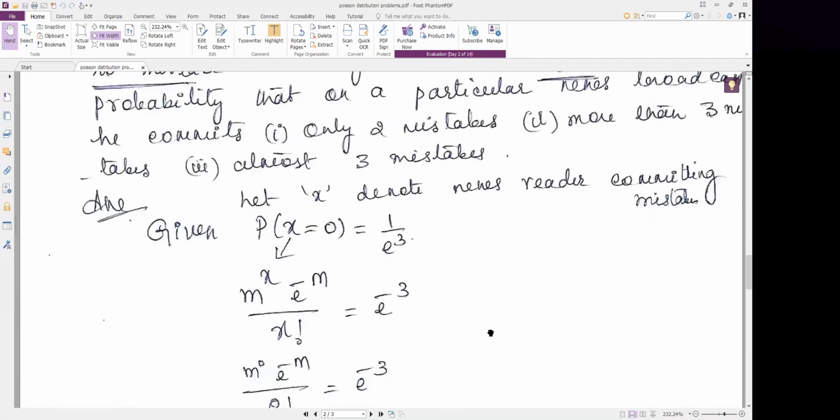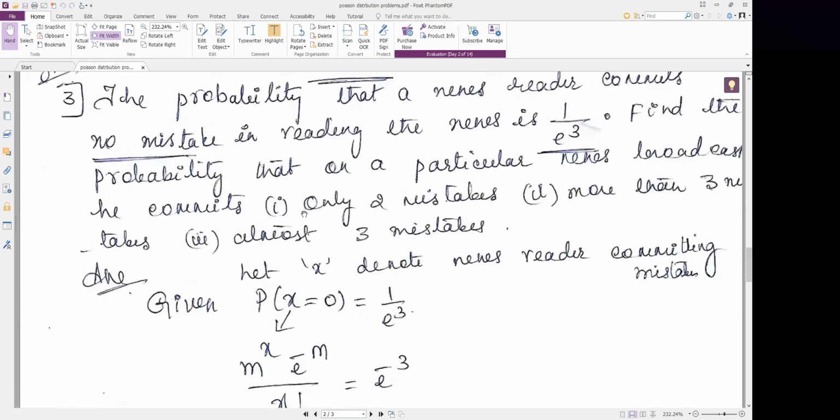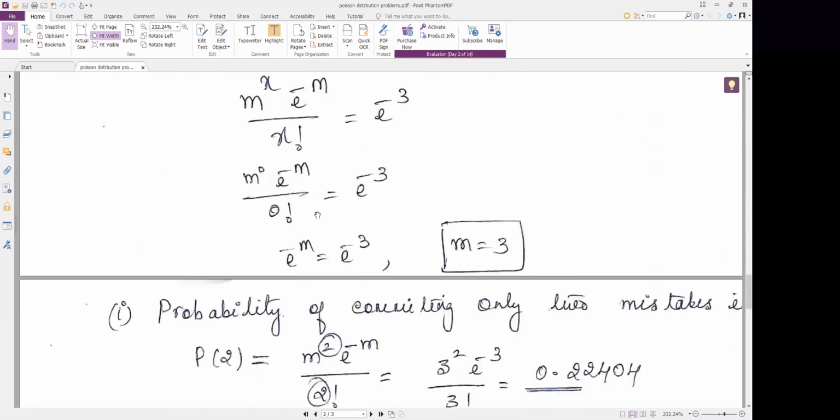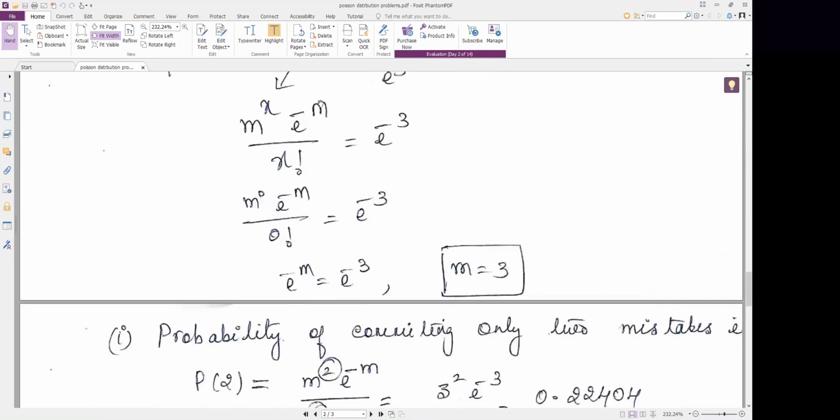Now we need to find the answers to the questions. The first question is only 2 mistakes. We know the formula for Poisson distribution. In that distribution, put m equal to 3. Then what do you get? 3 power x, e power minus 3, divided by x factorial.